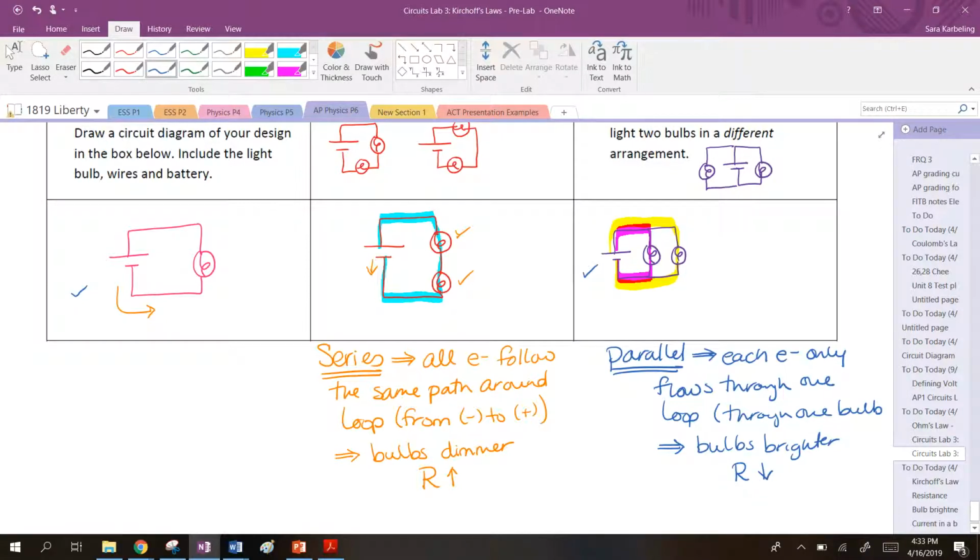Hopefully this helps to define series and parallel for you. You will be ready to do your Kirchhoff's Law Lab. See you soon.